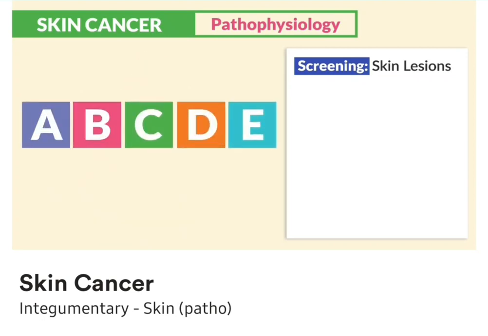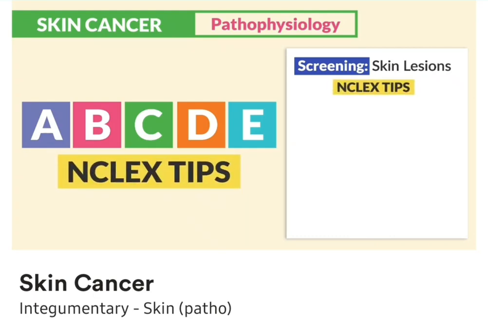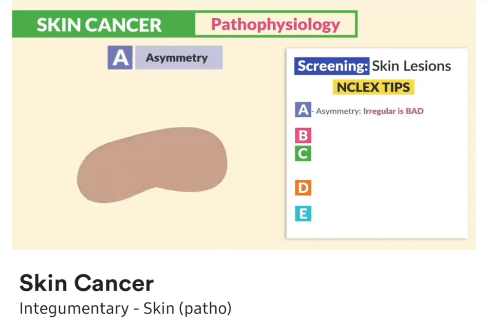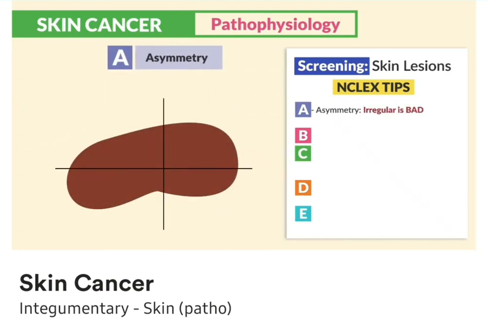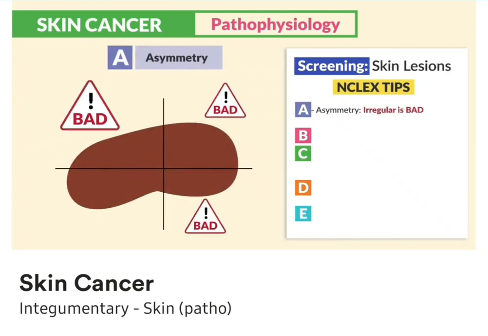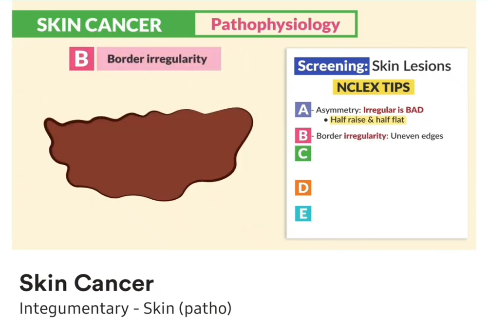So the A, B, C, D are the biggest NCLEX tips for screening. So write this down. A for asymmetry. Just think irregular is bad. Or think irregular is not regular. Something is wrong here. So if it is half raised and half flat, not round, then we have asymmetry. So the key terms here, half raised and half flat. This is bad. Now B is for border irregularity.